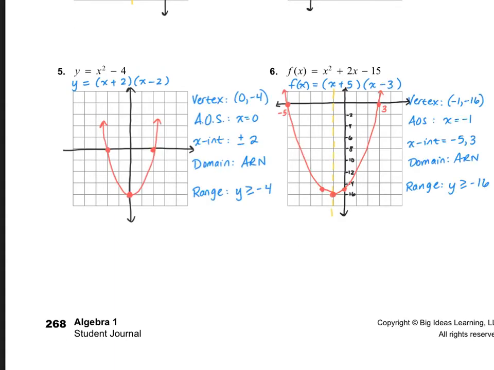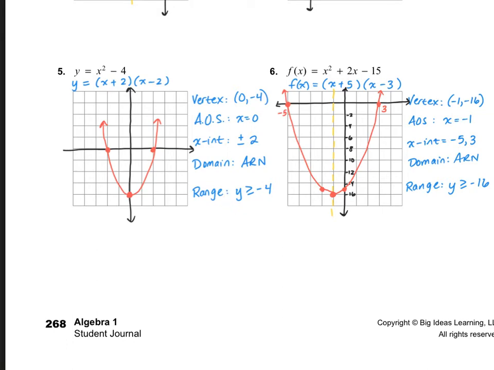All right, for number 5, I got my vertex as 0, -4. My axis of symmetry was the y-axis, x equals 0. My x-intercepts are positive 2 and -2. Domain all real numbers. Range is y is greater than or equal to -4.